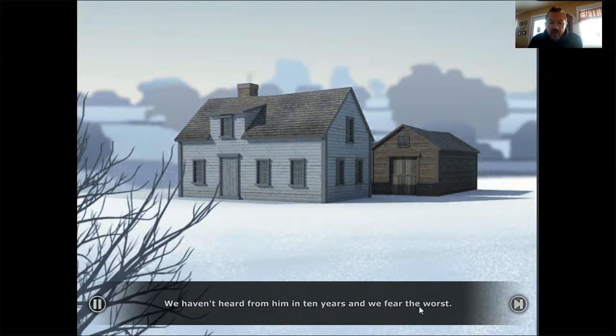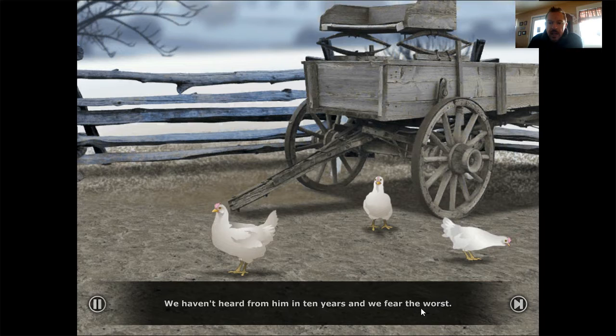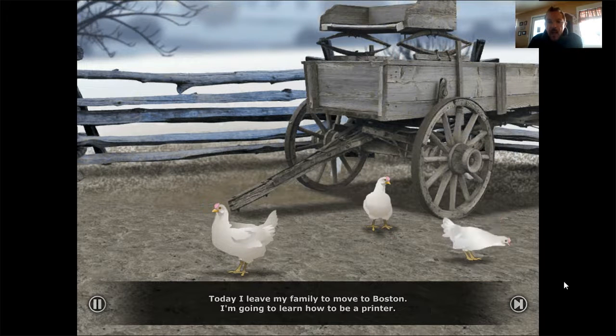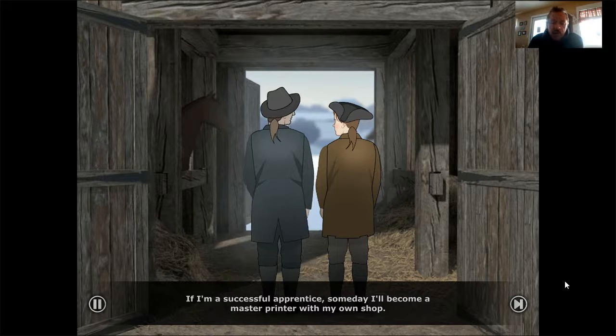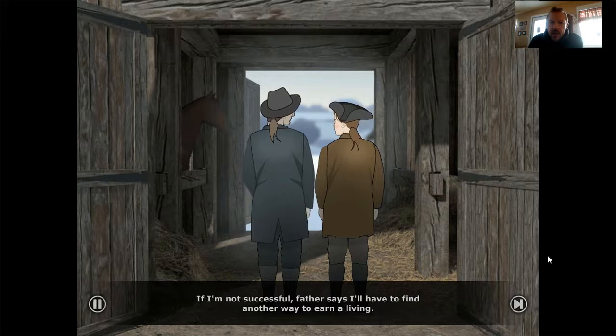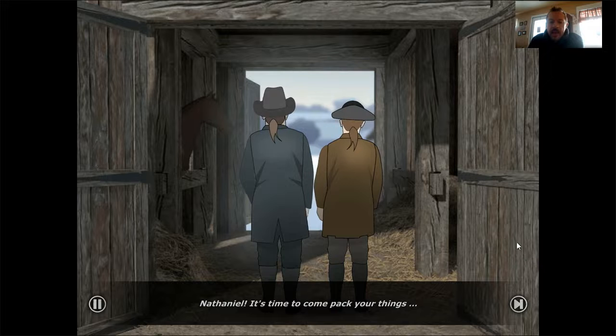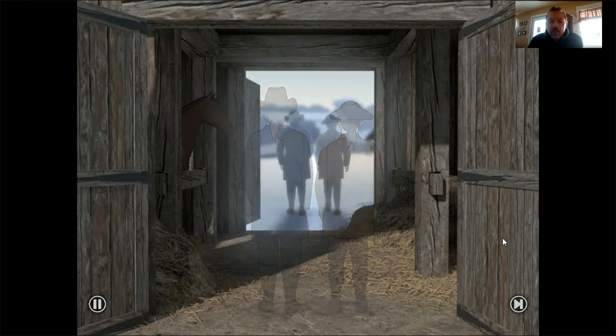And so right now he's just giving you some background information, and then in a minute, when he's done talking, you're going to get a map, and you're going to have to click on the map where you want to go, and that's where I'm going to show you just the basics of the game here. So let's wait until Nat gets done talking. And there's Nat's mother calling him inside to pack his things because he's heading off to Boston.